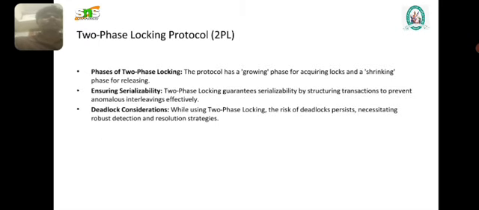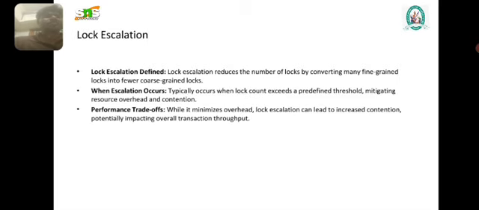Next is the two-phase locking protocol. The phases of two-phase locking are the growing phase, where locks are acquired, and the shrinking phase, for releasing locks, ensuring serializability. It guarantees serializability by structuring transactions to prevent anomalies effectively. And for deadlock consideration, two-phase locking can still suffer deadlock, requiring robust detection and resolution strategies.